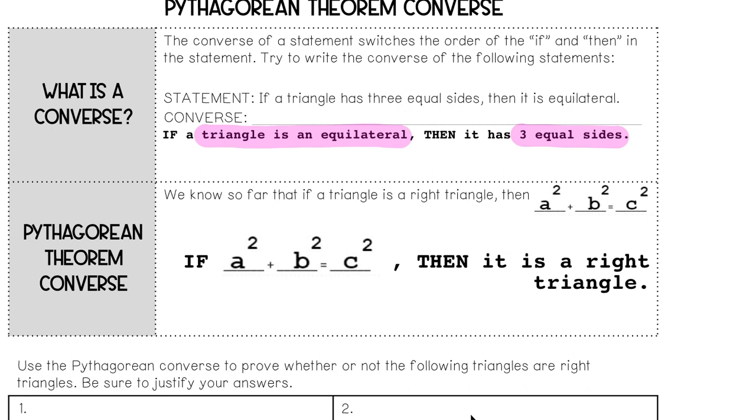When we talk about a triangle that is a right triangle, if a squared plus b squared equals c squared, then it is a right triangle. In other words, if you square a and add the square of b and it doesn't equal the square of c, then you know that it is not a right triangle. So we're going to test this with some of these triangles.